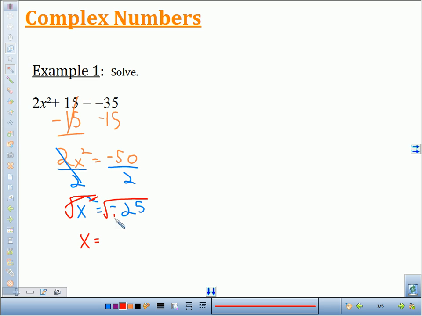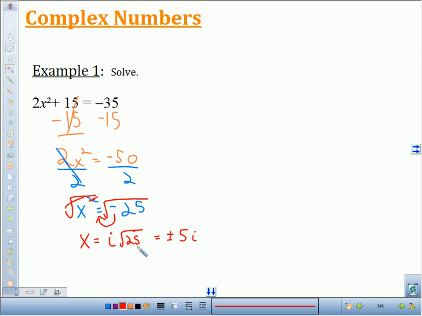So we need to remove the negative sign, and when we do, it becomes i. So we have i times the square root of 25. But of course, the square root of 25 is 5. We know that. So really, this is positive or negative. Since we took the square root, it has to be positive or negative 5i, because the square root of 25 is 5.